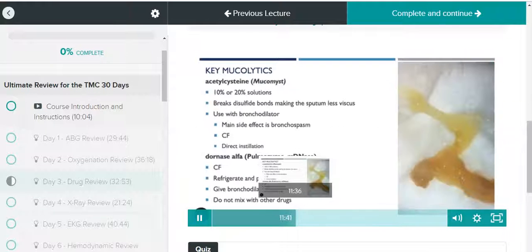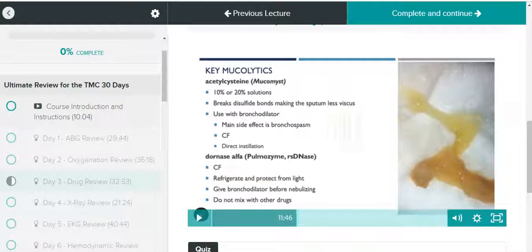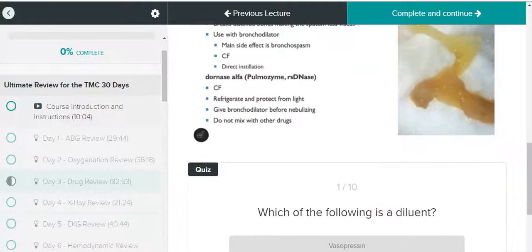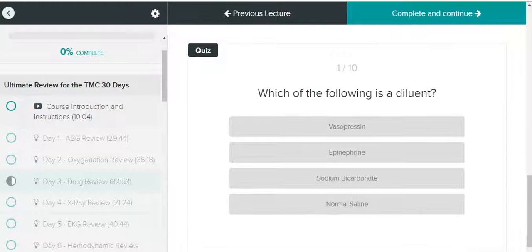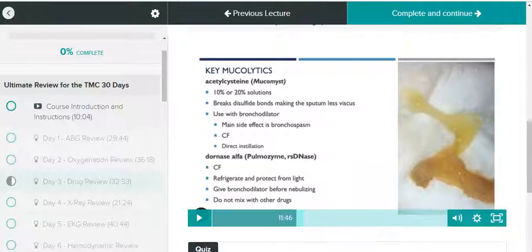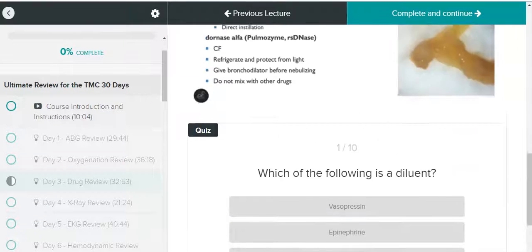So we're just going over all the drugs, sorry. So we're just going over all this information. Of course, this is information they've gotten in respiratory school, but we all know that medications is not something that everybody does well in.